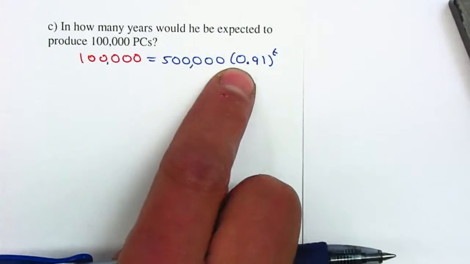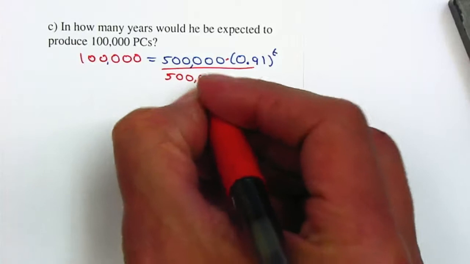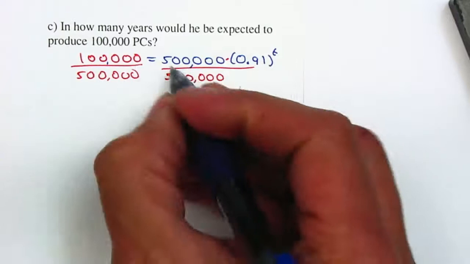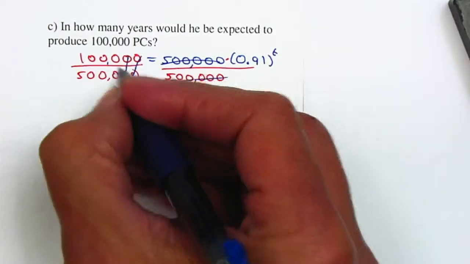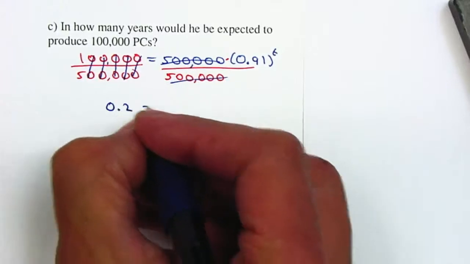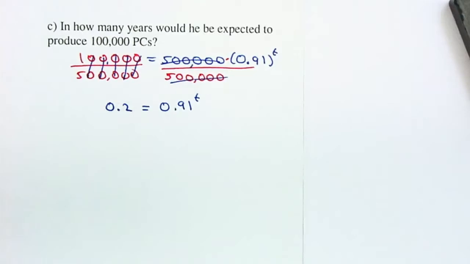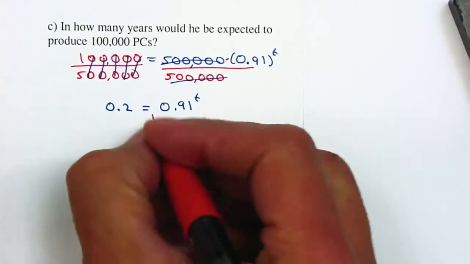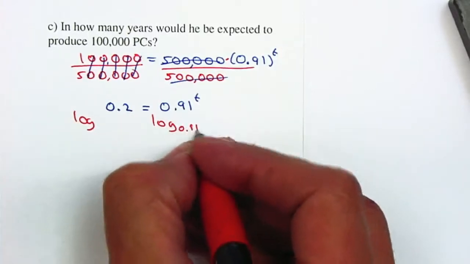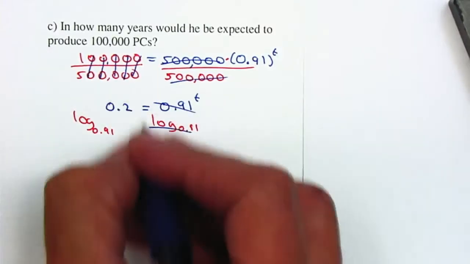The 500,000 and the 0.91 to the power of t, they're multiplying. So therefore, I'm going to divide by 500,000. The zeros cancel. 1 divided by 5, you can use your calculator, which gives you 0.2. And now to get rid of the base, we are going to take the log on both sides. And since I want them to cancel, they need to have the same base. So I'm going to put 0.91, 0.91. The bases cancel, and therefore, that's my answer.